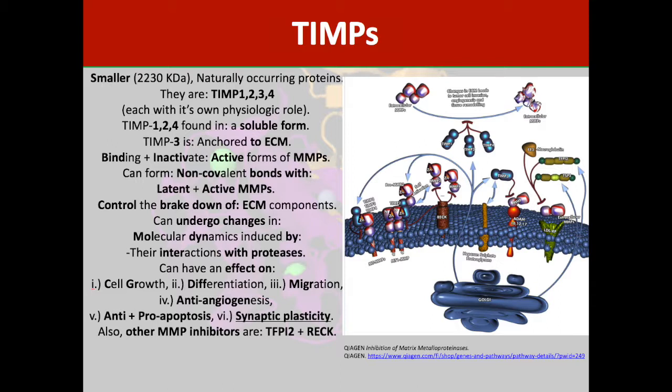They bind and inactivate active forms of MMPs by forming non-covalent bonds with latent and active MMPs. This way they control the breakdown of extracellular matrix components. Also, they can undergo changes in their molecular dynamics, which are induced by their interactions with proteases. They can have an effect on cell growth, differentiation, migration, anti-angiogenesis, anti- and pro-apoptosis, and synaptic plasticity. Also, other MMP inhibitors are TFPI-2 and RECK.